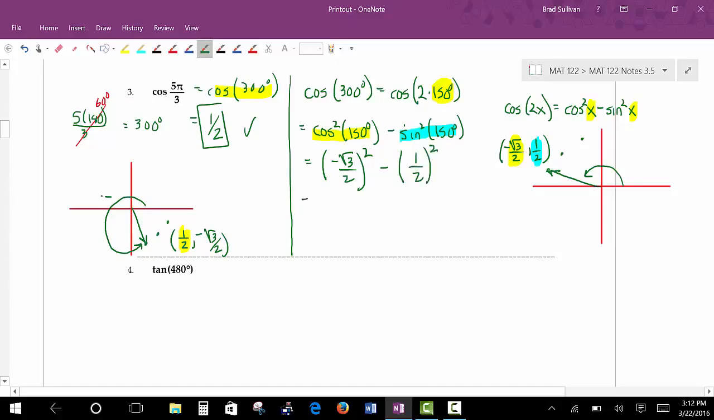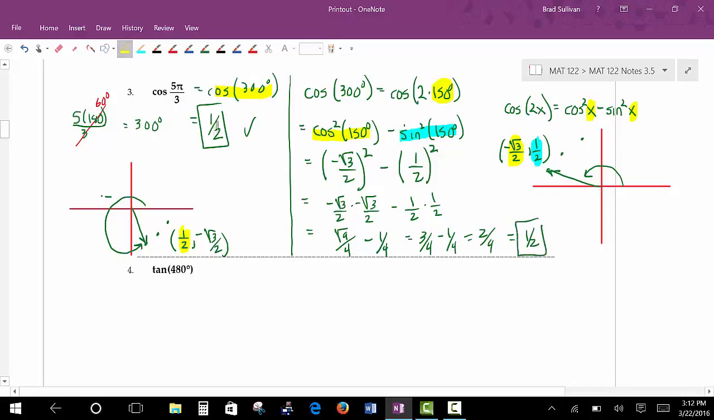So if I work this out, I'm going to have negative root 3 over 2 times itself. You can do this in your head if you want to, of course. And then I'm going to take a half times itself. So this is going to give square root of 9 over 4 minus 1 over 4. So that's 3 over 4 minus 1/4, which is 2/4. And of course that reduces down to 1/2. So you do get exactly the same answer like that. All right, so that's how that identity can be used. Any of the 3 forms of the cosine double angle identity would give the same result.